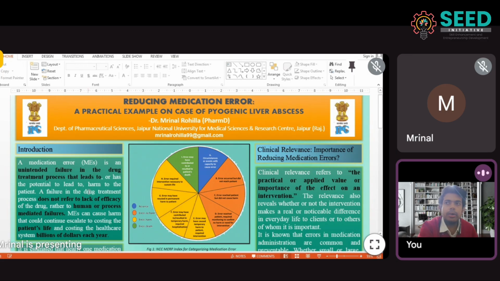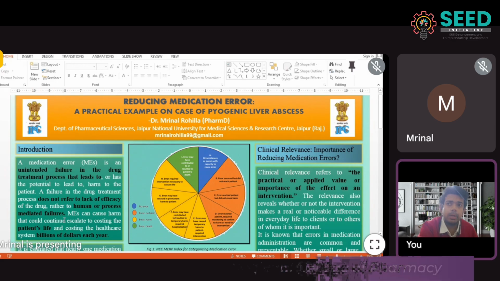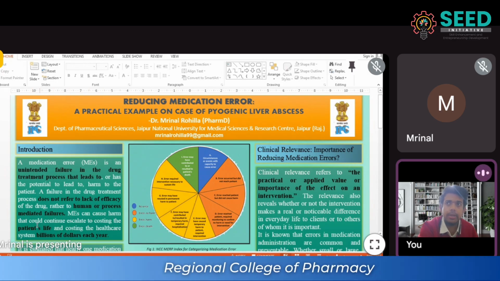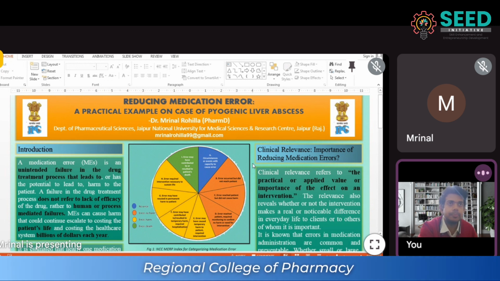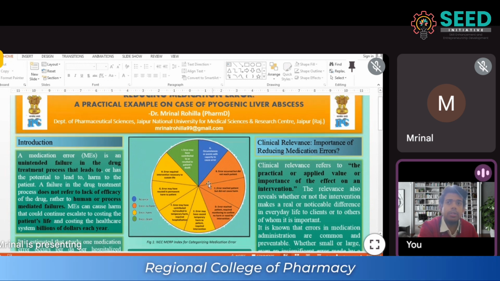A failure in the drug treatment process does not refer to the lack of efficacy of the drug, rather to human or process mediated failures. Medication error can cause harm that could continue to escalate, costing the patient's life and costing the healthcare system billions of dollars each year. We have to discuss what the types of medication error are.